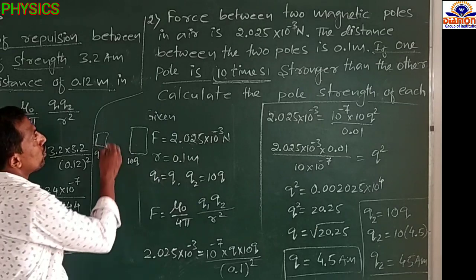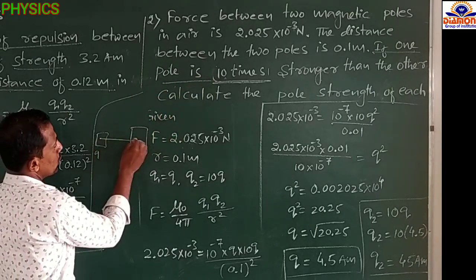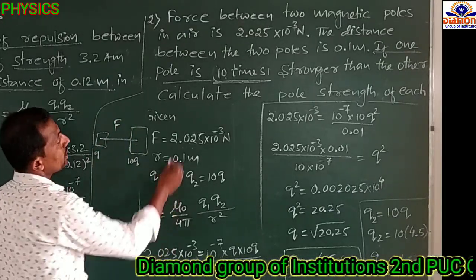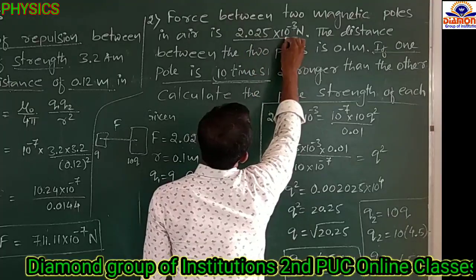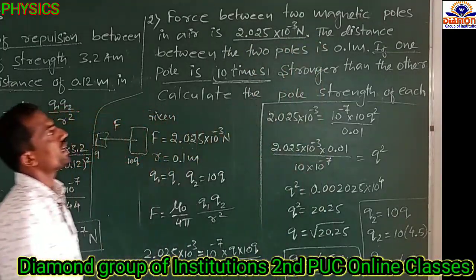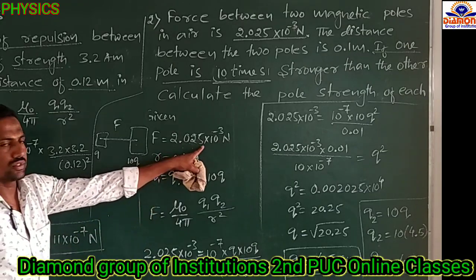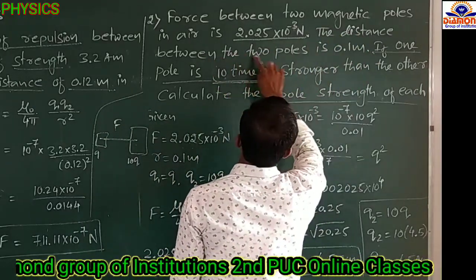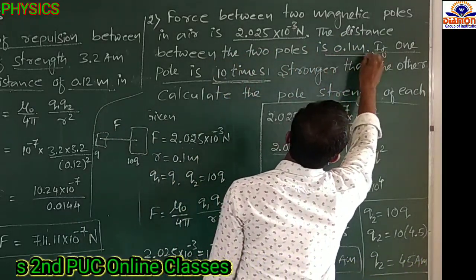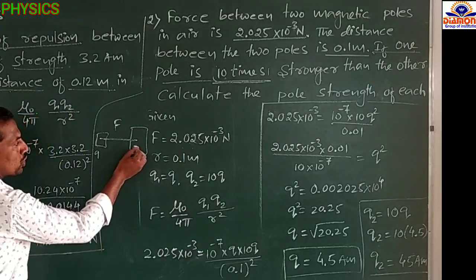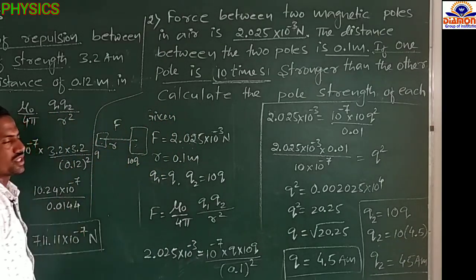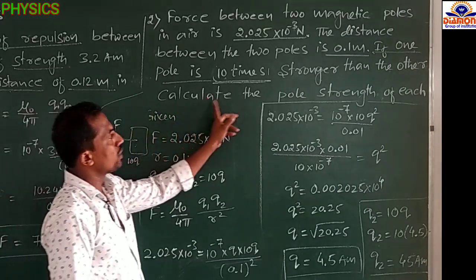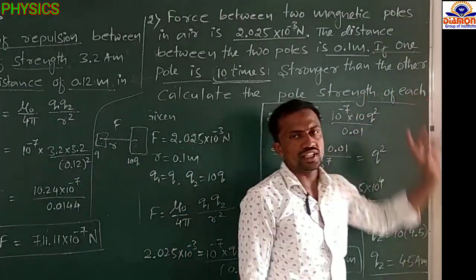Next, the force between the two magnetic poles. What is the force value here? 2.025 × 10 to the power of minus 3 Newton. The distance between the two poles is 0.1 meter. What is the distance? r. The distance value is given. Next, calculate the pole strength of each.